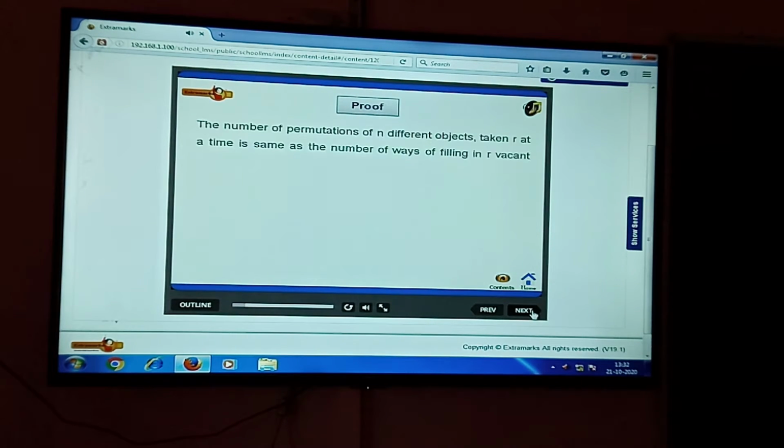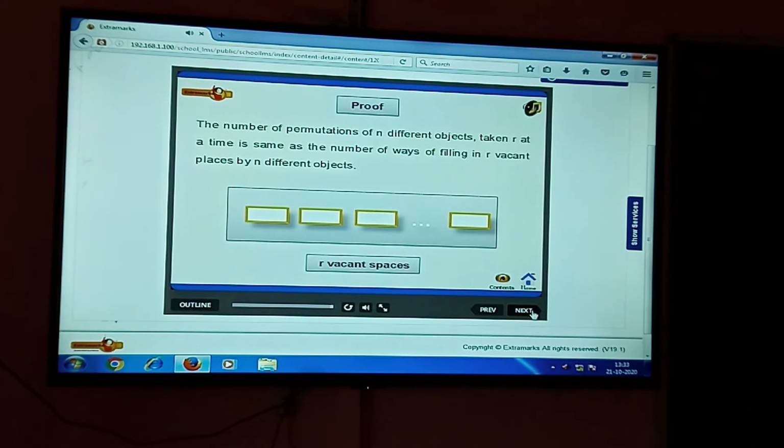Here's the proof. The number of permutations of n different objects taken r at a time is the same as the number of ways of filling r vacant places by n different objects.